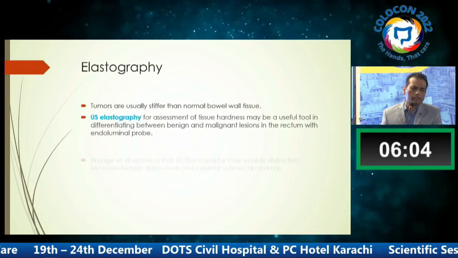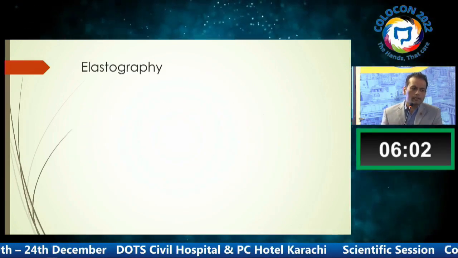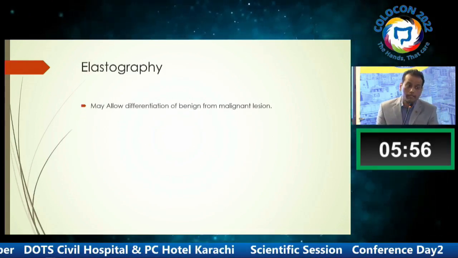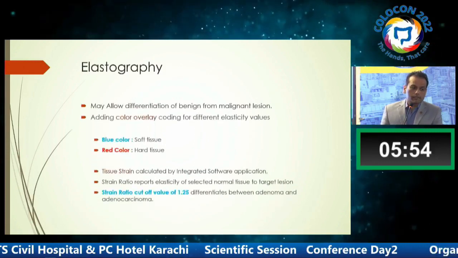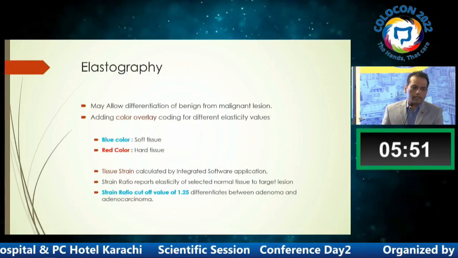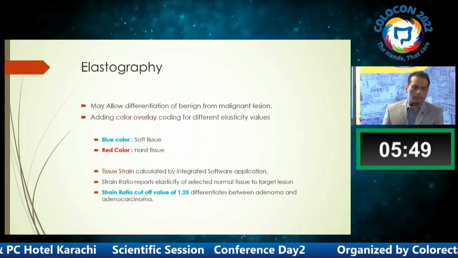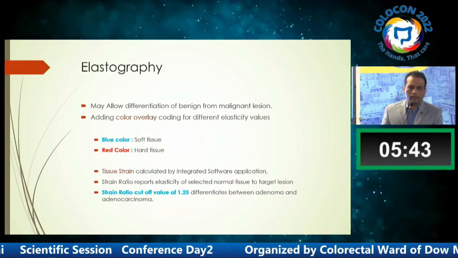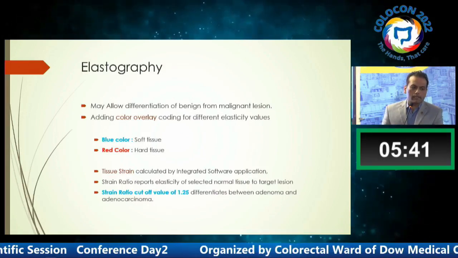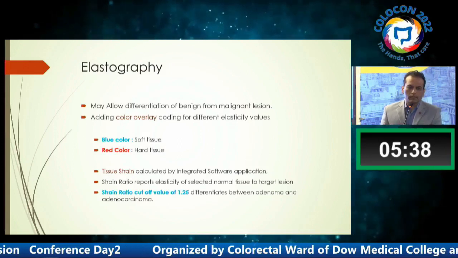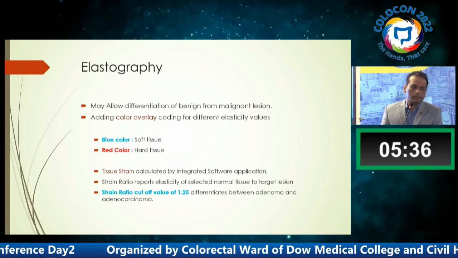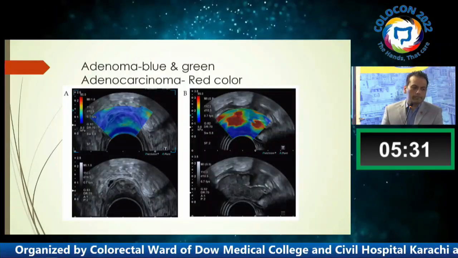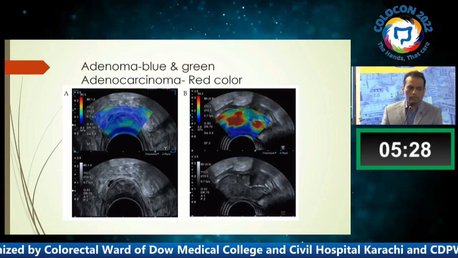In addition to endorectal ultrasound, elastography also has an added role. Elastography allows differentiation of benign versus malignant lesions, by color coding and strain ratio. The blue color is for the soft tissue, and the red color is for the hard tissue. A strain ratio cutoff of 1.25 is used, which differentiates between adenoma and adenocarcinoma.